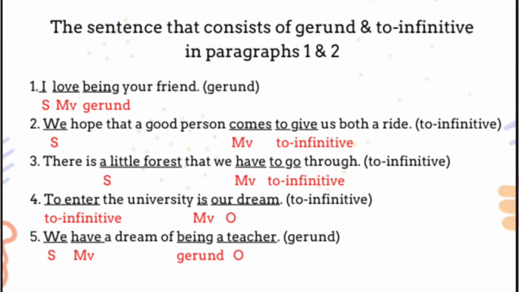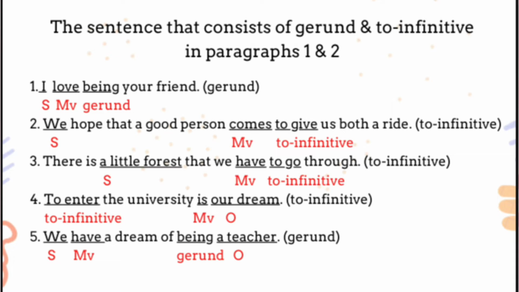Next, the second sentence, we hope that a good person comes to give us both a ride. The sentence consists of to infinitive. The subject of the sentence is we. The main verb of the sentence is come, and the to infinitive in the sentence is to give.